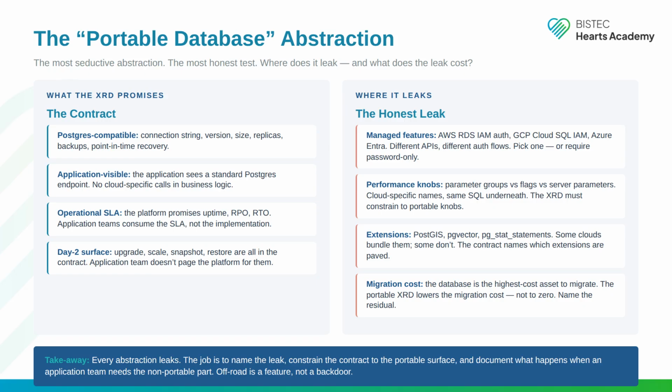The takeaway. Every abstraction leaks. The job is to name the leak, constrain the contract to the portable surface, and document what happens when an application team needs the non-portable part. Off-road is a feature, not a backdoor.